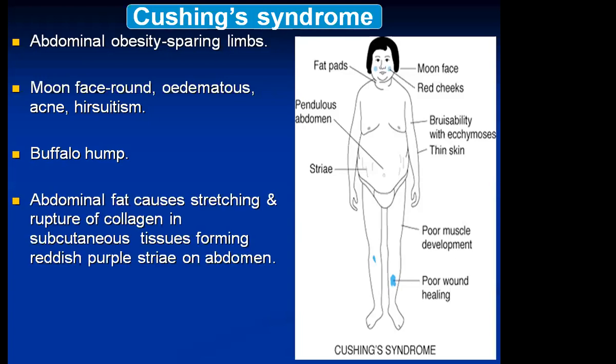Now, because of abdominal fat, what is going to happen? There will be stretching and rupture of collagen in the subcutaneous tissue, forming reddish purplish striae on the abdomen, which will be typically seen because of excess abdominal fat. So this abdominal reddish striae is also one of the pathognomonic features of Cushing syndrome. In females, there will be certain menstrual irregularities. Of course, as I had told you that it is abdominal obesity, so the extremities appear thin.